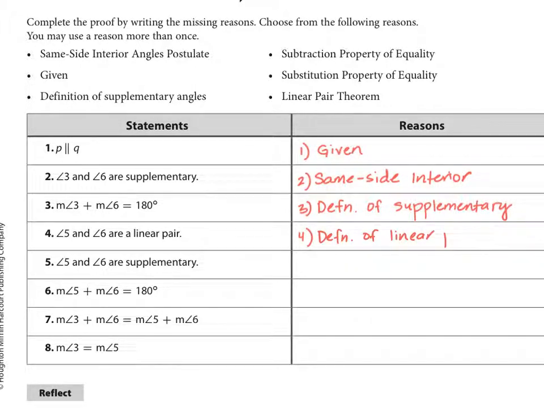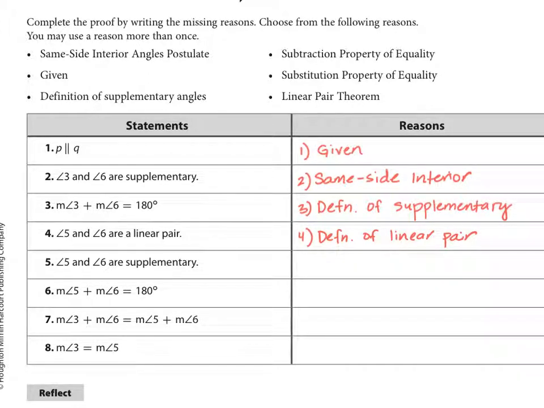Remember, when you're coming up with the reason, you have your statement. You just ask the question, why can I make this statement? Why can I say that angle 5 and angle 6 are a linear pair? Well, it's because they look like they're a linear pair.